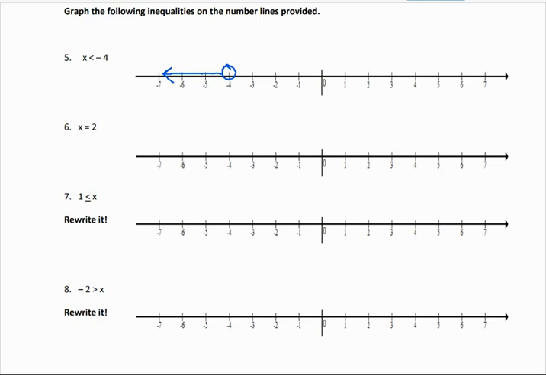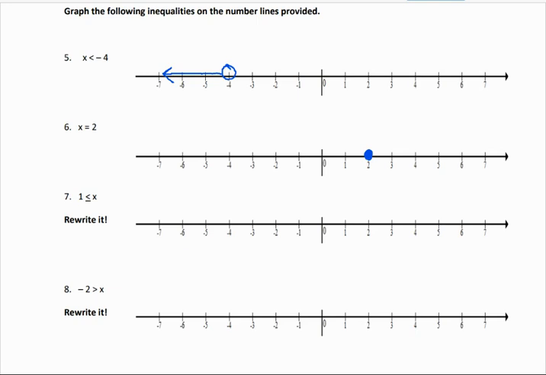Number 6, open or closed circle? Jordan? Closed, right. So closed on 2, any arrows? No, it's just an equal to. Okay?